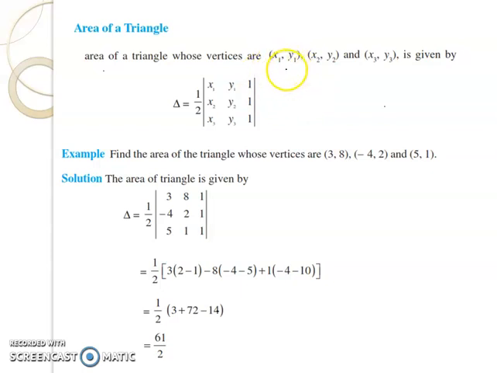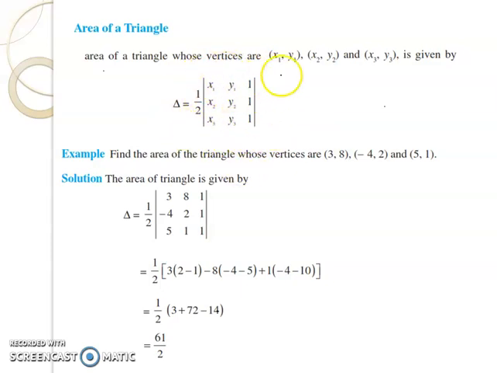Now you are given three vertices x1, y1, x2, y2, x3, y3. With the help of determinant, if you want to find the area, the formula will be 1 by 2 determinant of x1, y1 in first row, x2, y2 in second row, x3, y3 in third row. Now since you are having 3 rows and 2 columns, you will be writing 1, 1, 1 in the third column, so that you will be having 3 rows and 3 columns.